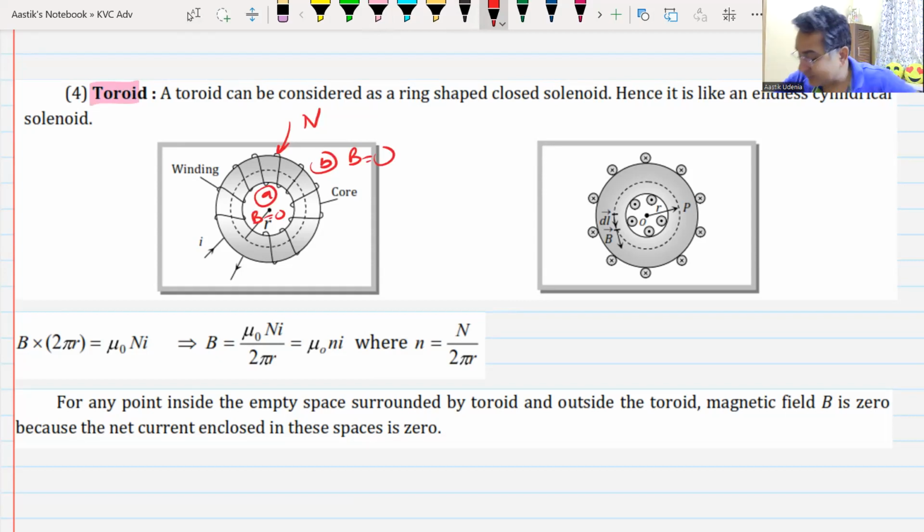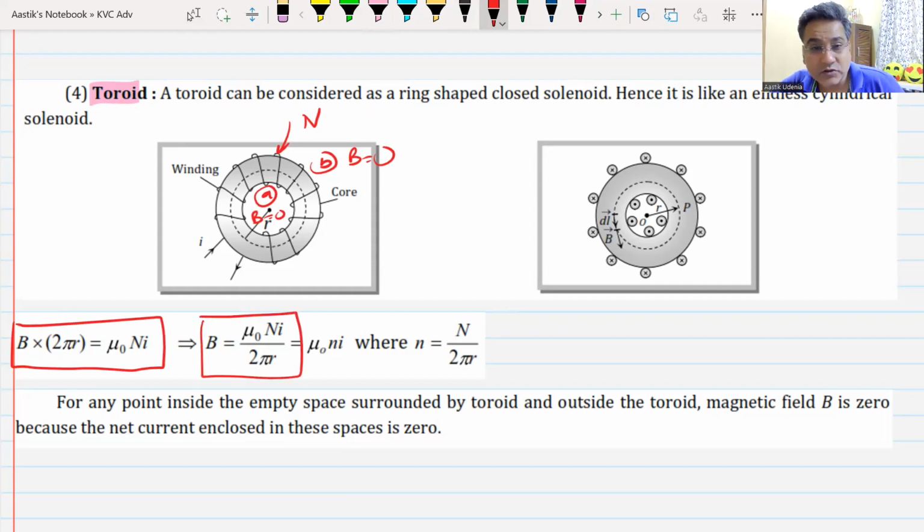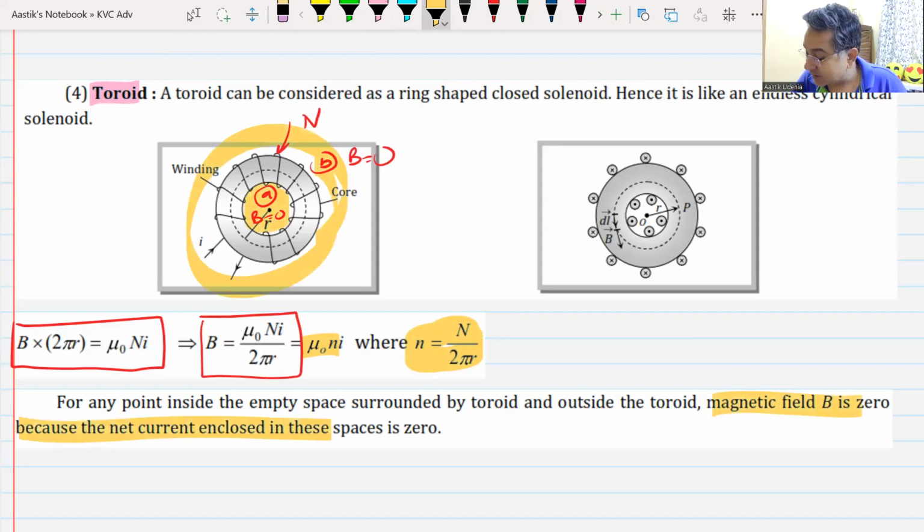internal space of the toroid, and the magnetic field inside the internal space of the toroid along the axis of the toroid is given by this formula, B is equal to mu naught Ni by 2 pi r, where N is the number of turns of the toroid. If you write it as small n, it is capital N divided by 2 pi r. Sometimes people call it the number of turns per unit length of the toroid. The formula starts to look similar to the formula of an infinite cylinder. In all these spaces here or here, the magnetic field is 0. I'll give you 2 minutes to note this down. Once you are done, please tell me.